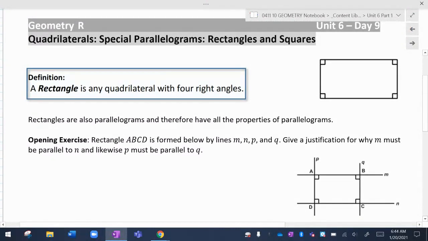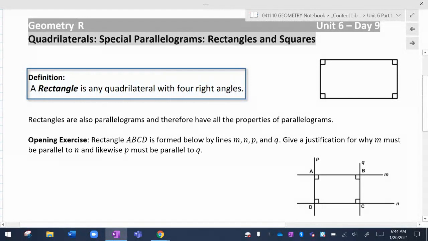So let's get started. What the heck is a rectangle? Well, its base definition is that a rectangle is any quadrilateral with 4 right angles. That's it. That's all you need to be a rectangle. Now, is that all that a rectangle is? No. But the only thing you need is if you have 4 right angles in a shape, it is going to be a rectangle, full stop.